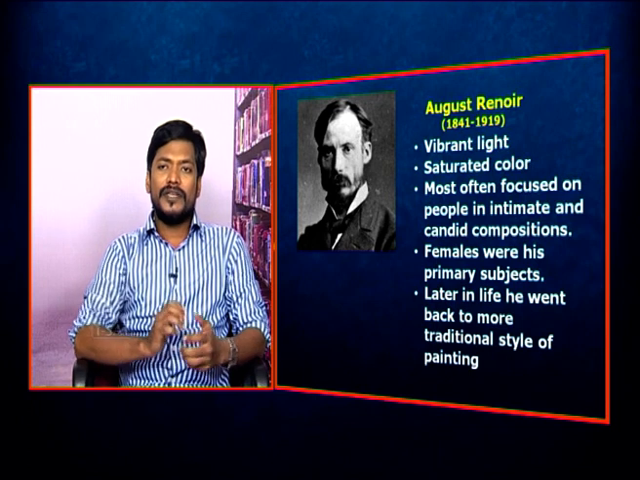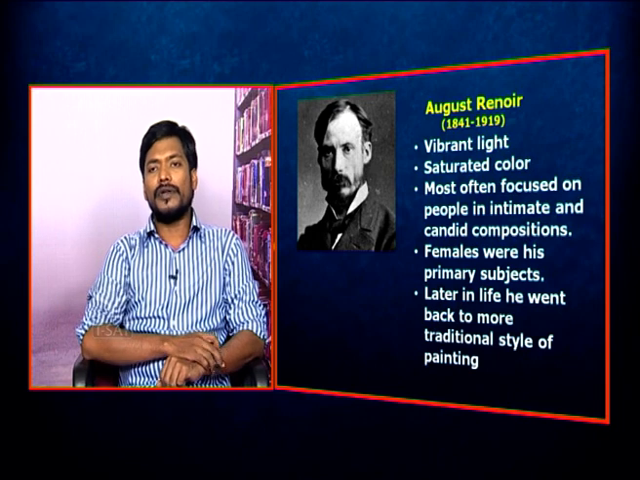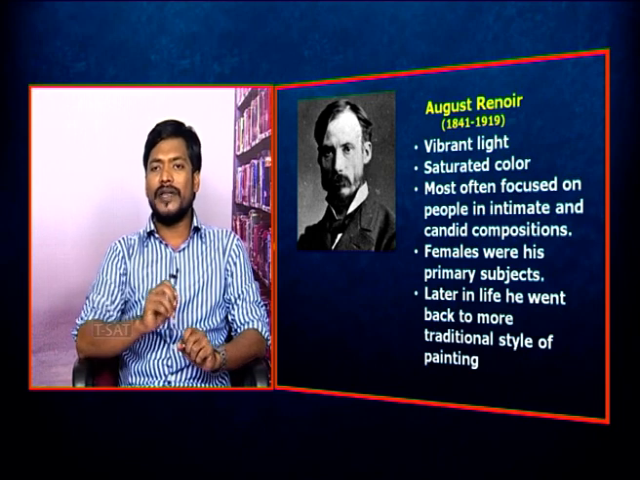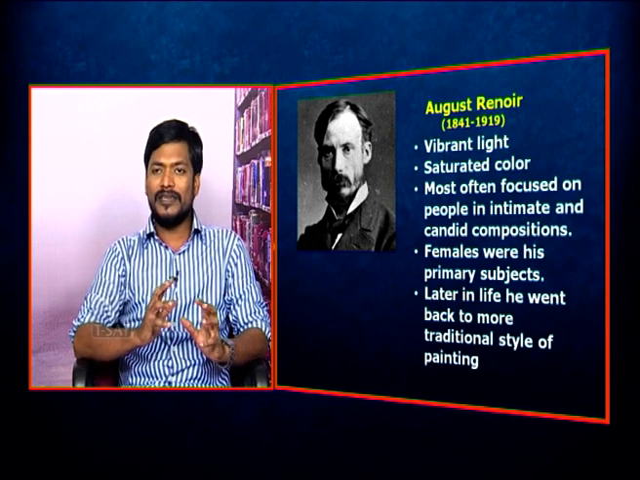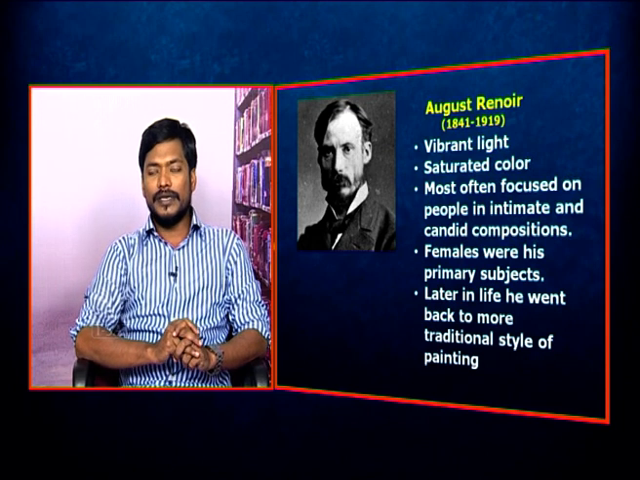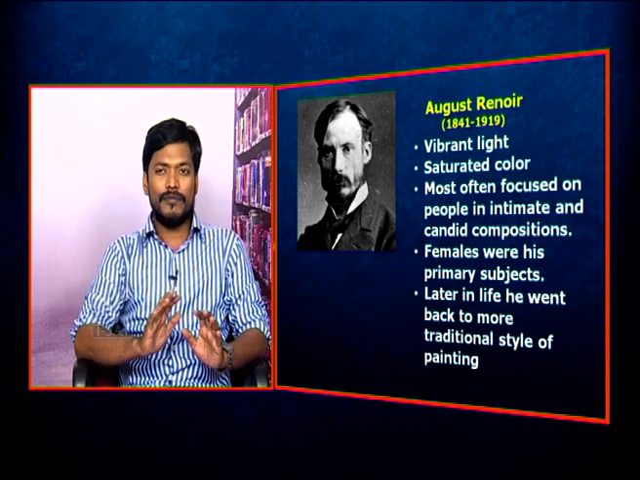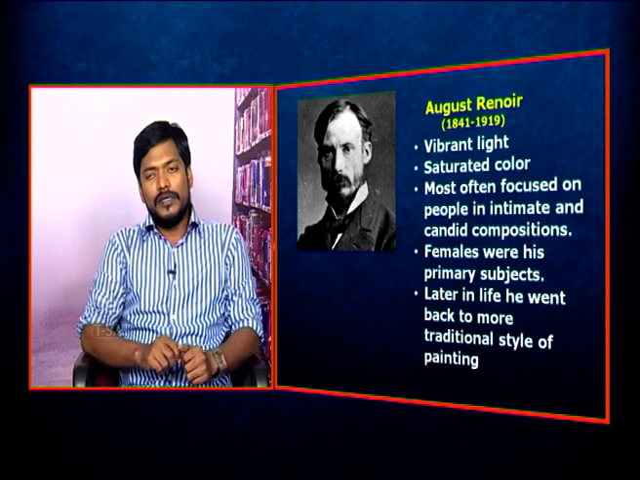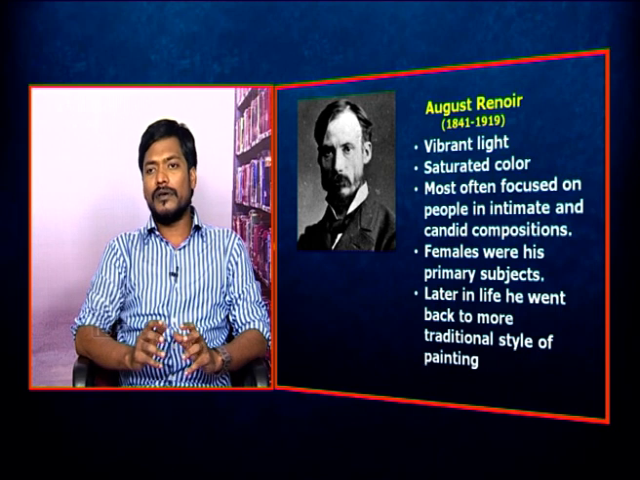And let us move to the next artist, Auguste Renoir. Renoir painted with bright, vibrant light, and one important point about Renoir is the saturation of the color. He painted with saturated color, most often focused on people. He painted people in intimate and candid compositions. His rendering of figures is not very rough, but well, it falls in the Impressionist mode anyway.